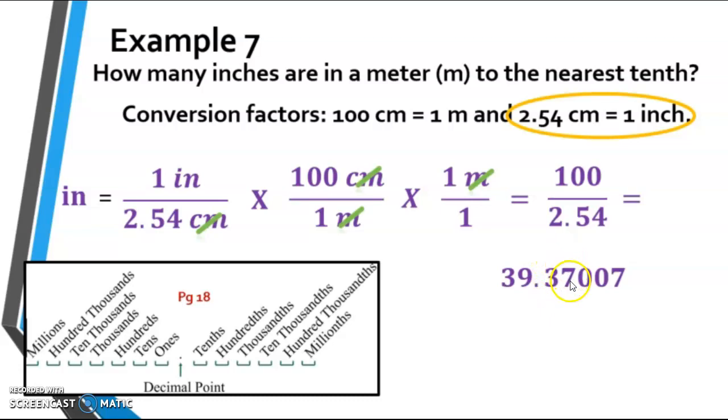Our next number, if it's 5 or greater, makes our tenth place jump up a number. Well, our 7 is 5 or greater, so that's going to bump our 3 up to a 4. So our answer here is 39.4 inches. There are 39.4 inches in a meter.